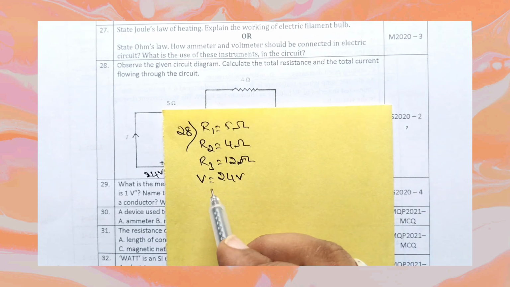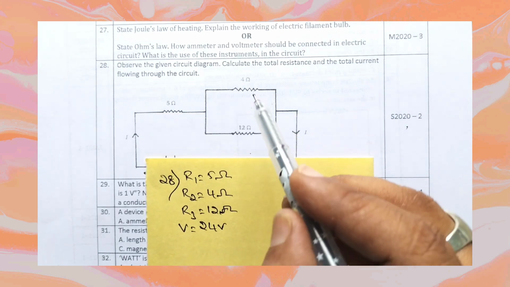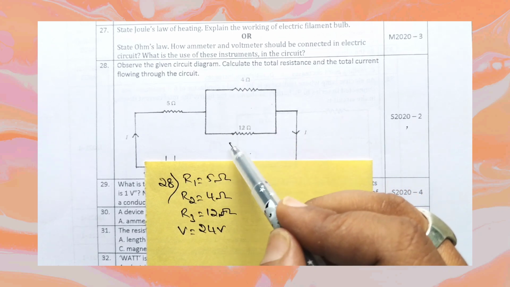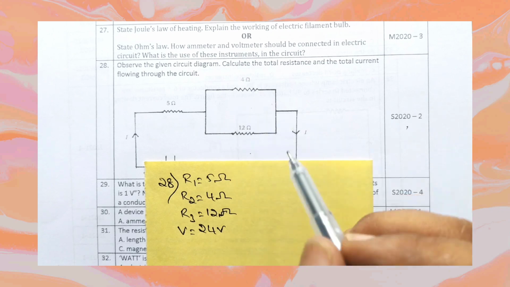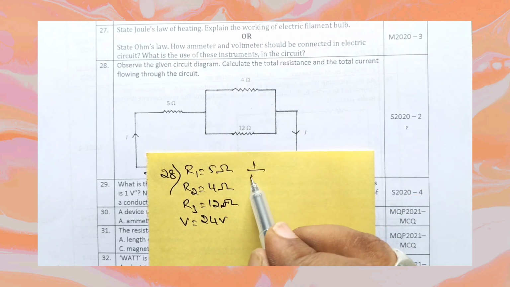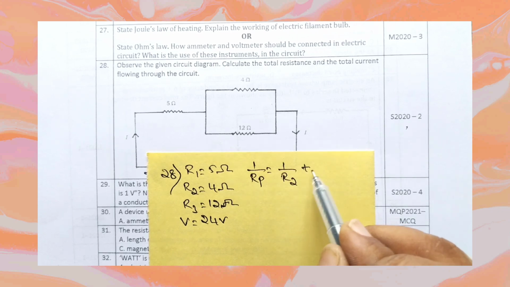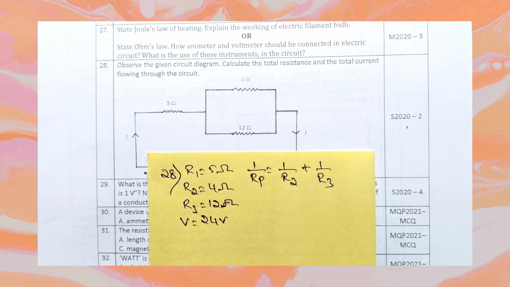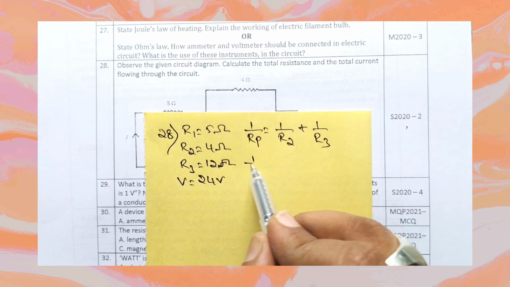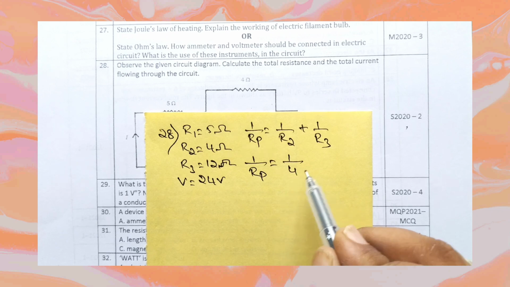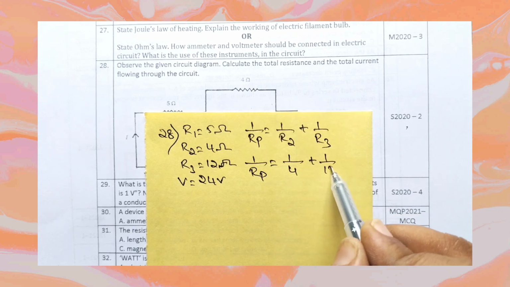So now let us calculate. These two are connected in parallel, therefore find the total resistance when they are connected in parallel. 1 over Rp is equal to 1 over R2 plus 1 over R3. 1 over Rp is equal to 1 over 4 plus 1 over 12.